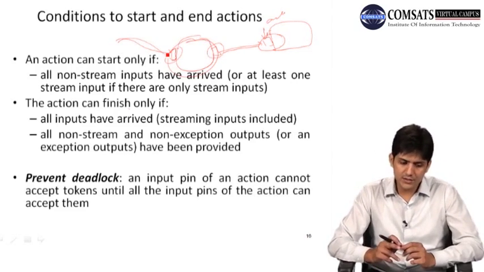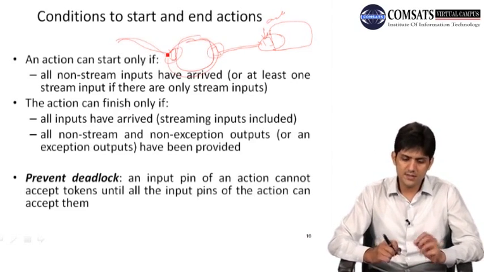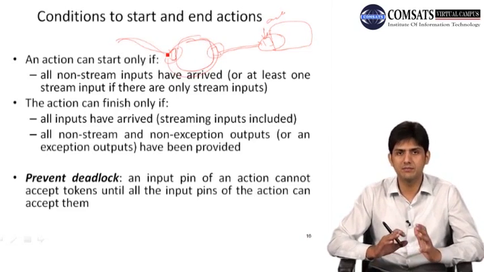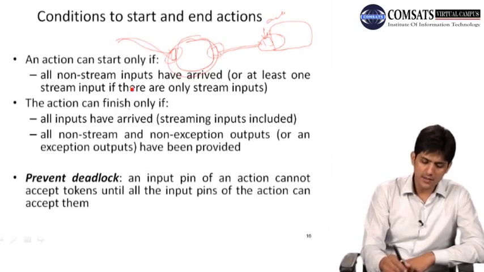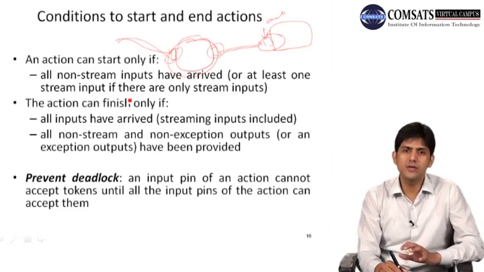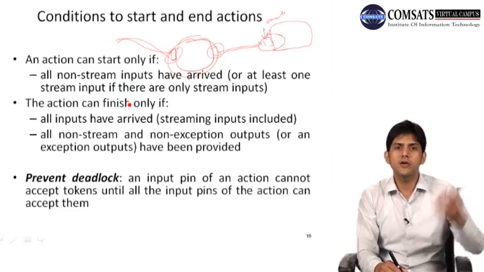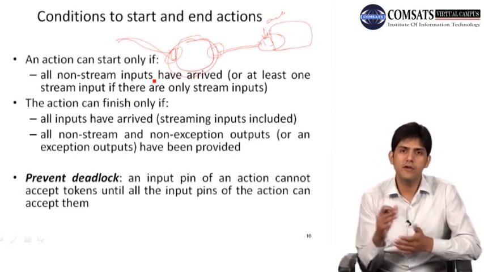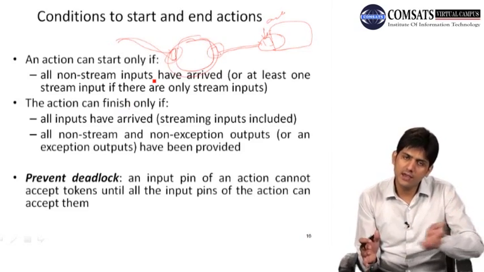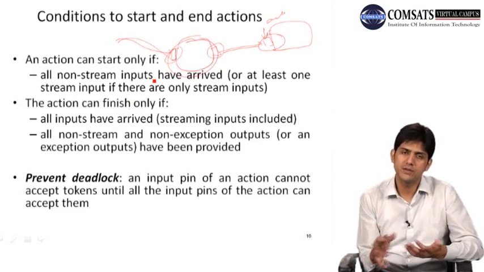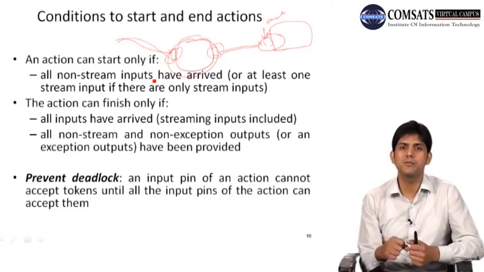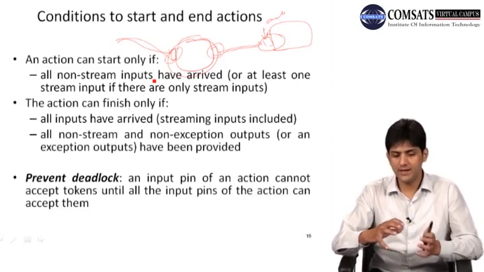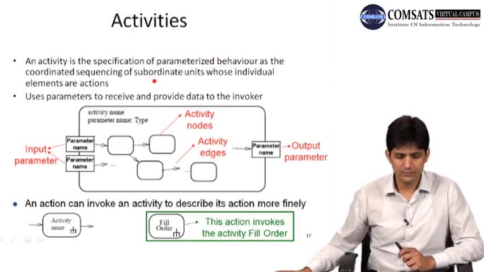An input pin of an action cannot accept tokens until all the input pins of the action can accept them. So if there is an action which has multiple input pins and they are holding some values, and they cannot accept more inputs, the other pins will not accept any other input. They will wait for those inputs to be processed, and then they will start accepting new ones. That's how deadlock is prevented in an activity diagram.